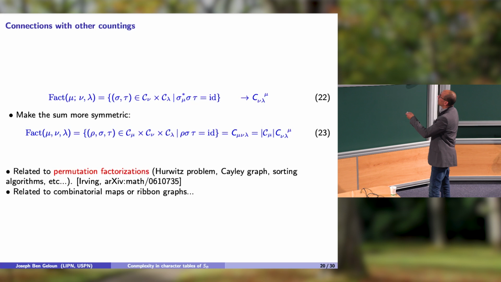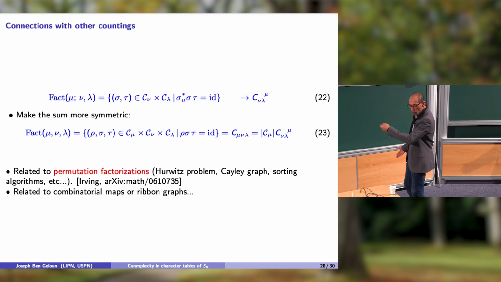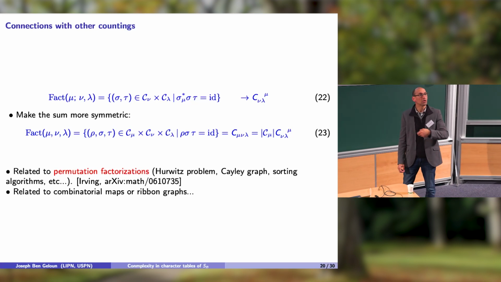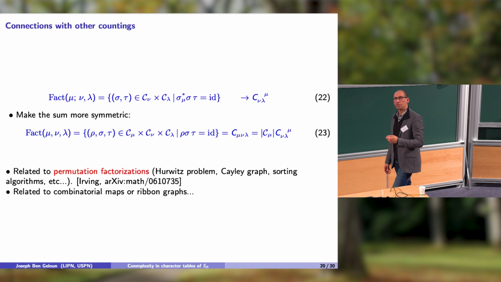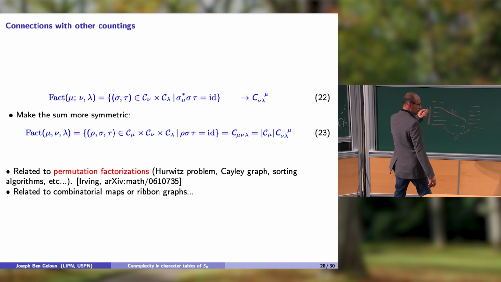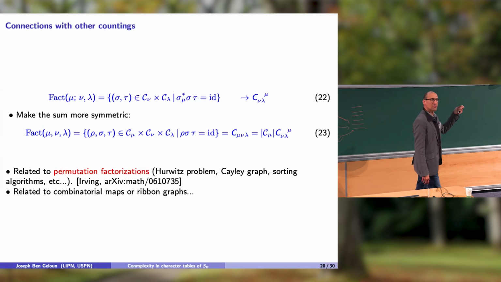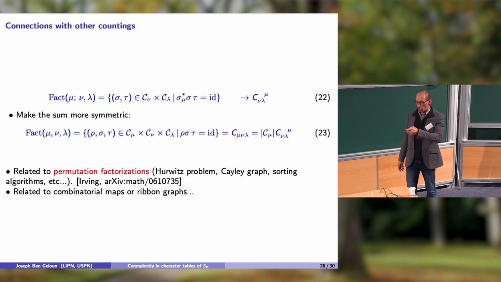All right. And in fact, this particular factorizing of a permutation in terms of two permutations is also very useful in what I asked a few minutes ago. It's about the Cayley graph, and this is important for sorting algorithms. Okay, so that's another connection.